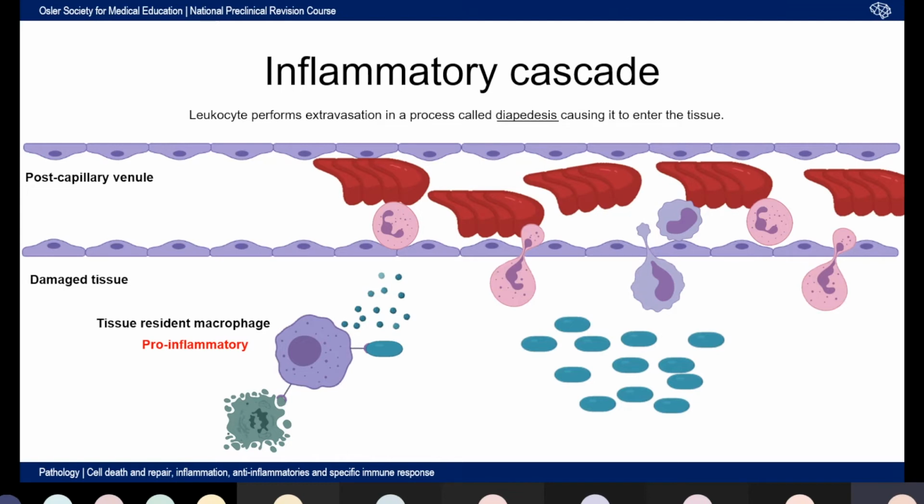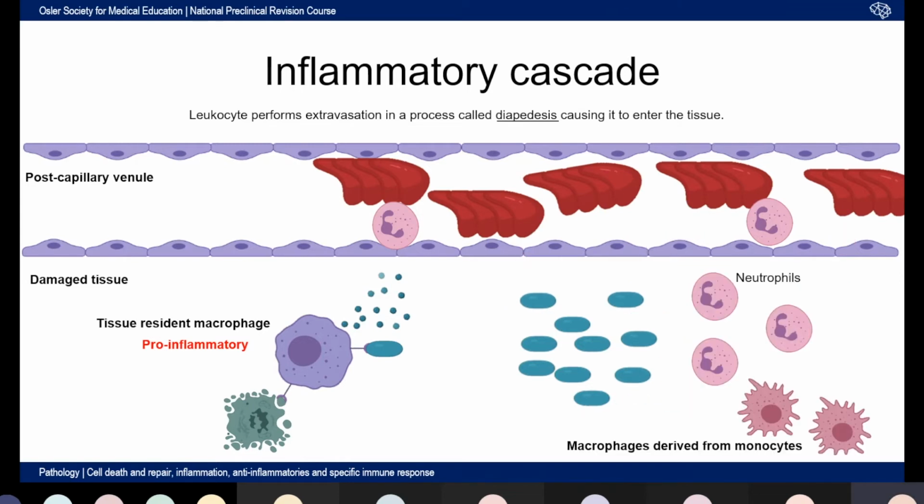But essentially, there's CD31 proteins on the white blood cell and the endothelial cells, and they will essentially bind together, and that will basically push the white blood cells through the endothelial cells, in between them, and allow them to then move into the tissue. So now they've moved into the tissue.